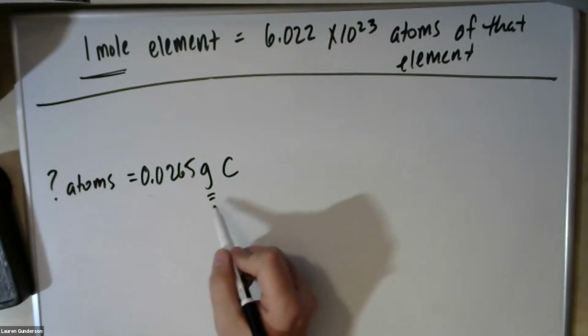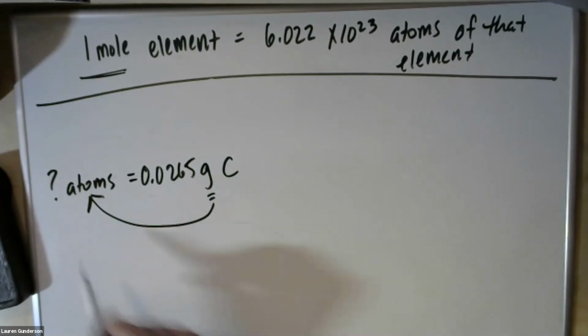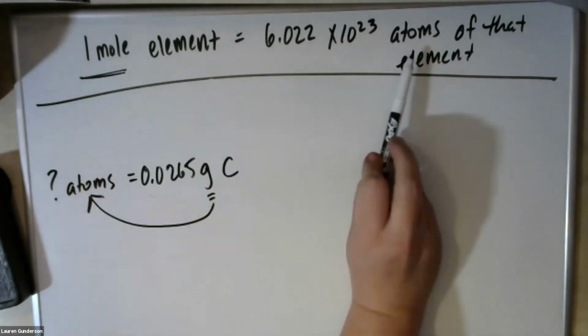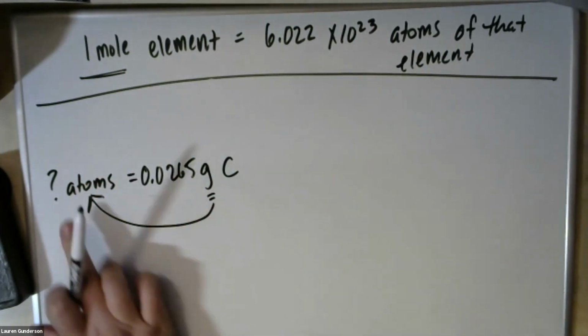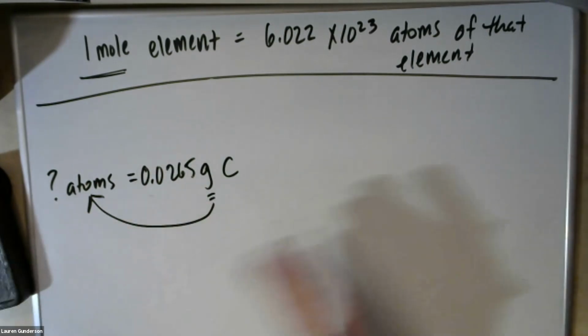We're starting with grams here, and we want to convert this into atoms. The only conversion that we know that will get us into atoms is a conversion between moles and atoms. So we can't go directly from this value into atoms. There has to be another go-between for us.